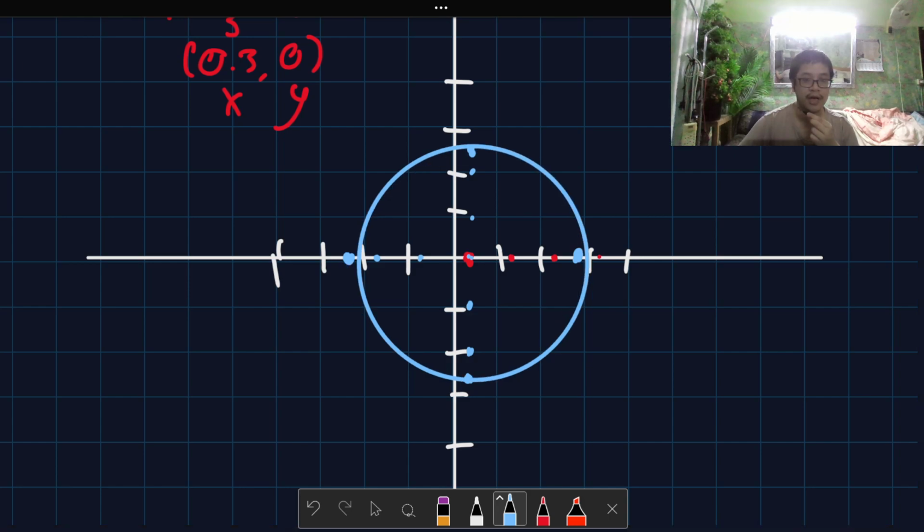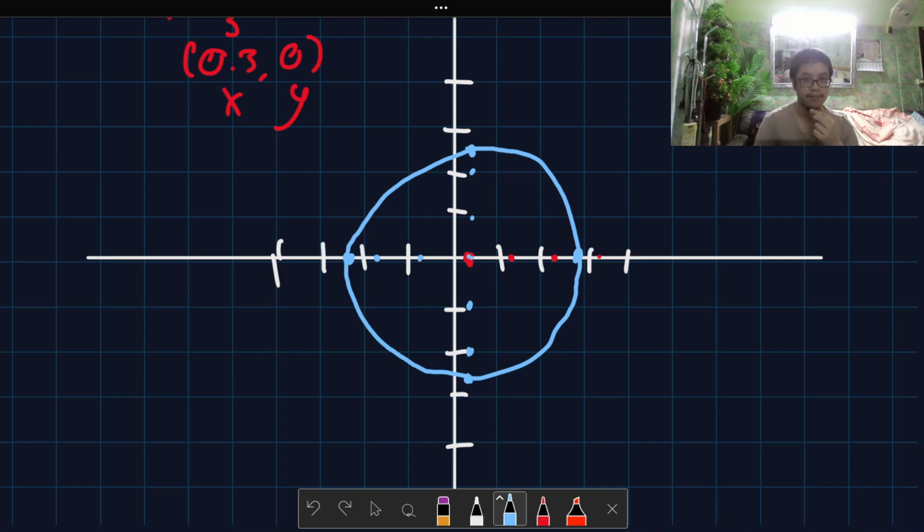That's it. Okay, that's it. Oh, there we go. So yeah, that's the graph of the circle. Again, this is just an estimate. All right.